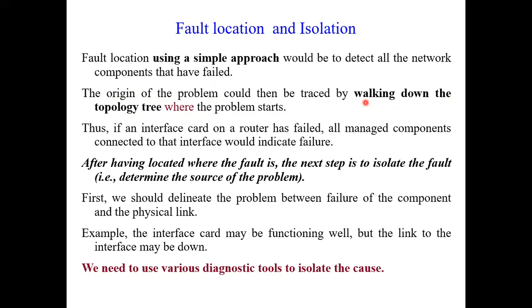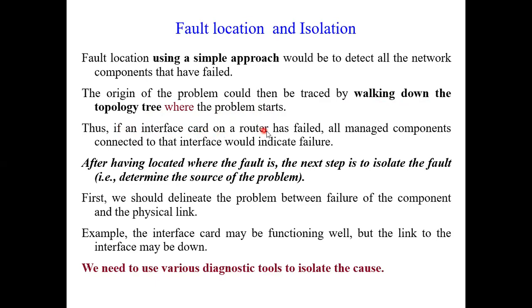You have seen different types: LAN, WAN, MAN. So the network is not small. Walking down means moving slowly from one point of contact to multiple contacts, so that we have the topology tree. From one level, you will move down, or from below, you will move up to the top level. So that is what is meant by walking down the topology tree to where the problem starts.